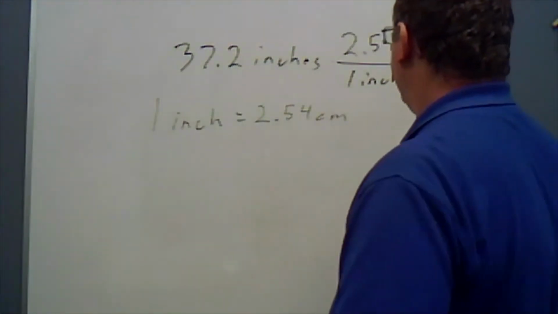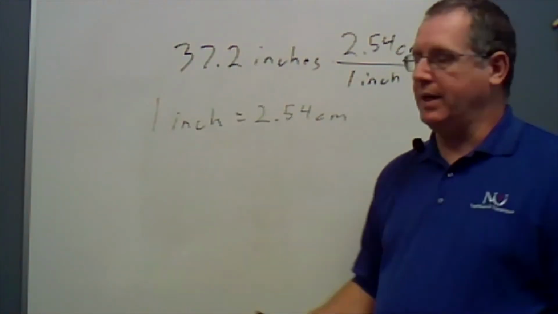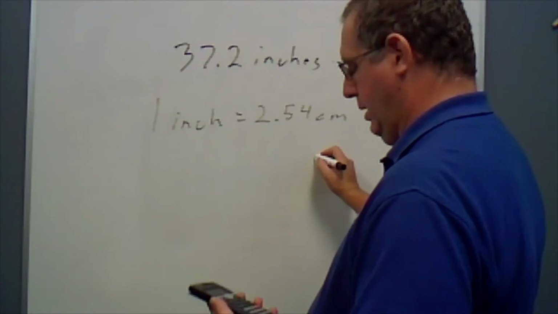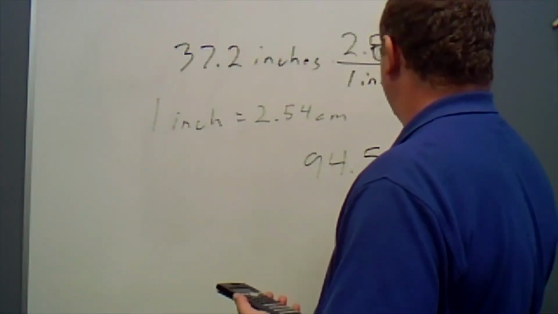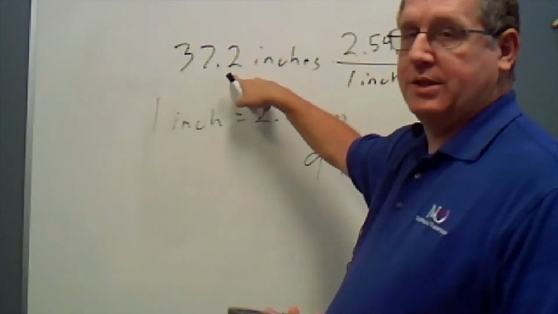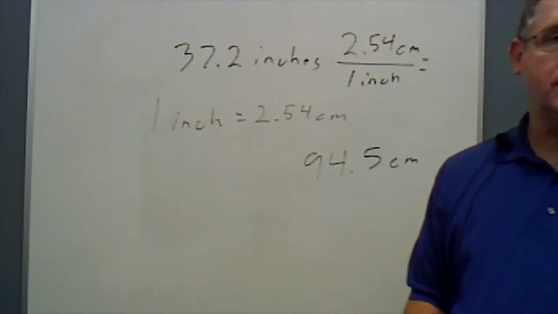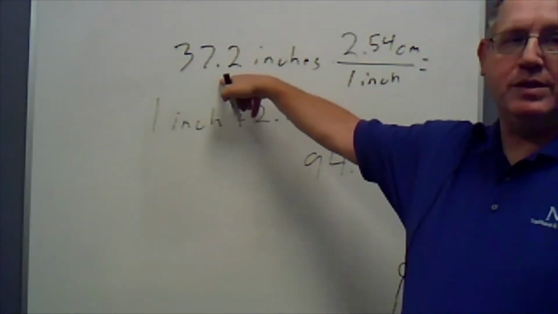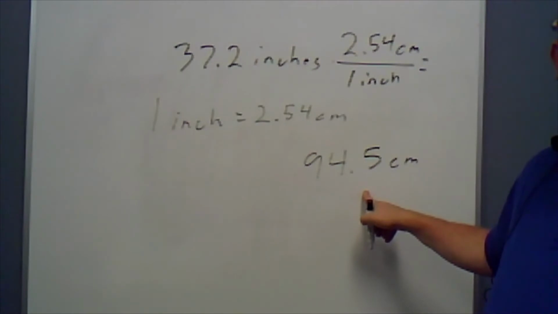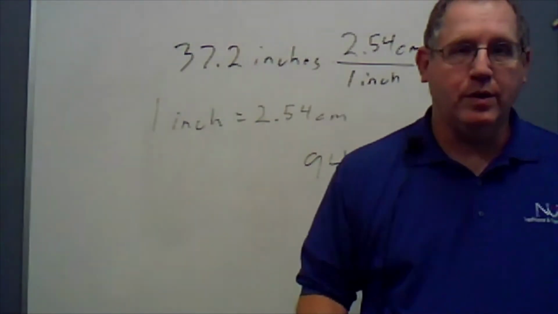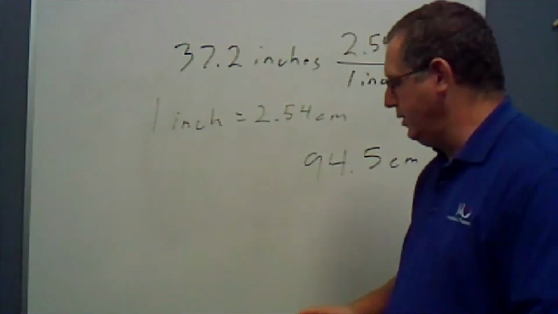Now, I'm not going to write 94.488. I'm going to put this down here because I didn't plan my board very well, but it's 94.5 centimeters. Why? This only has 3 significant figures. Even though these are exact conversions, I only had 3 significant figures in my initial measurement. I'm going to have 3 significant figures in my answer. So this is how we do conversions. Now, you might also recognize there are times where we're going to do it a little bit different.